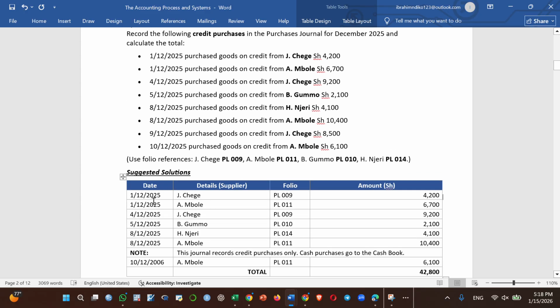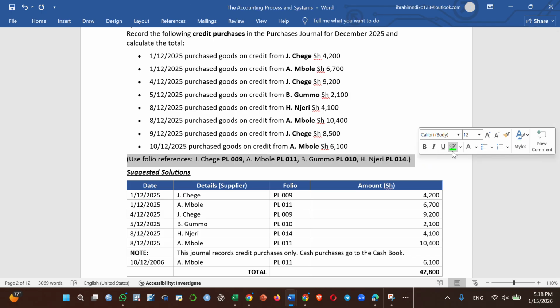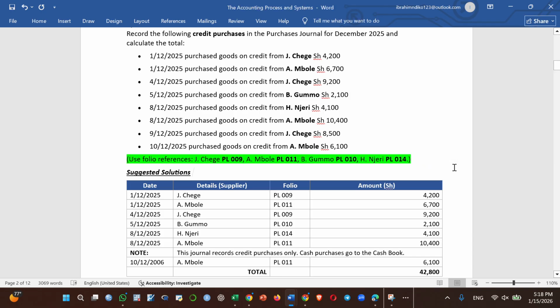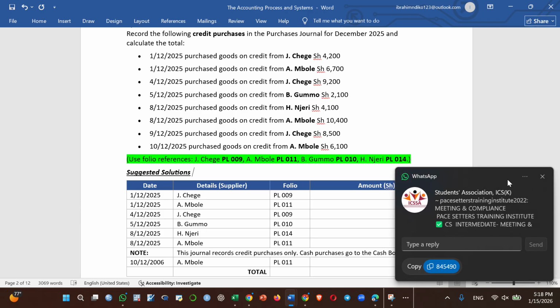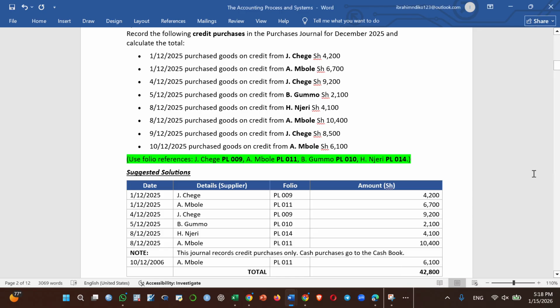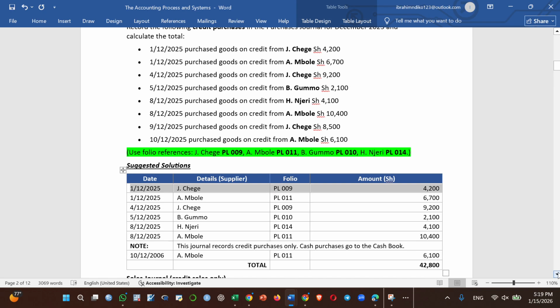Now let's see the first transaction. Before we do the first transaction, look at this point here. This point says to use folio reference for J. Chege PL009, for Ambole PL0011, for Ngumo PL010, and for Njeri PL014. That is very important. So let's see the first transaction on date 1. There was a purchase of goods on credit from Chege, and we have it here. So we put the details.